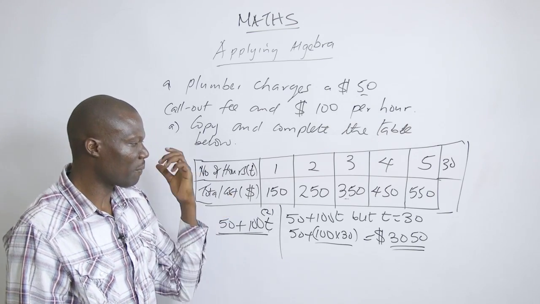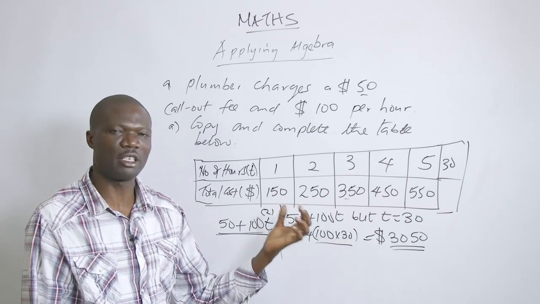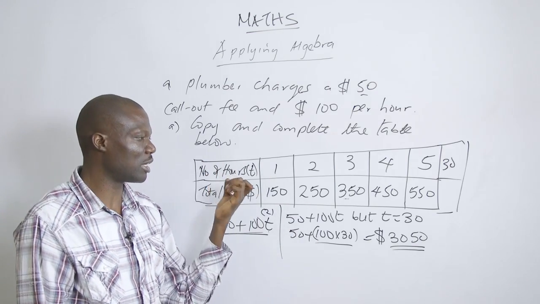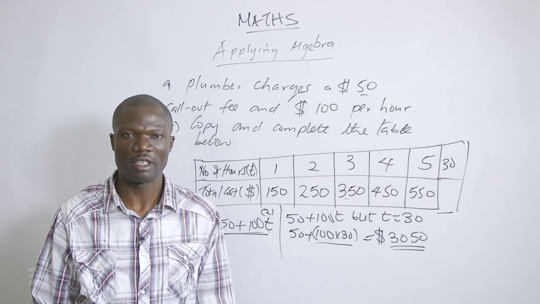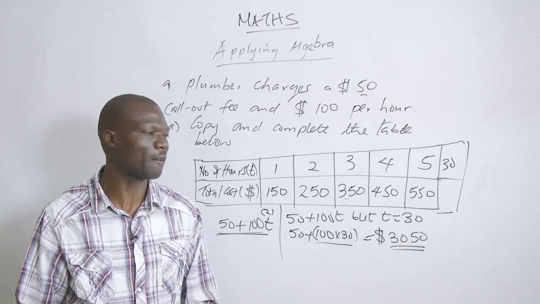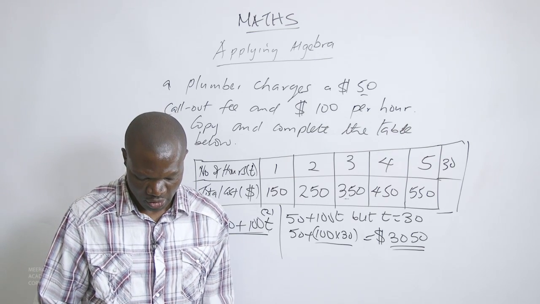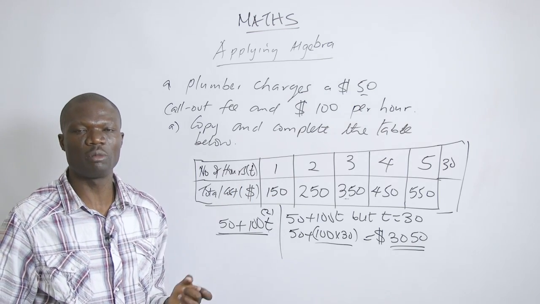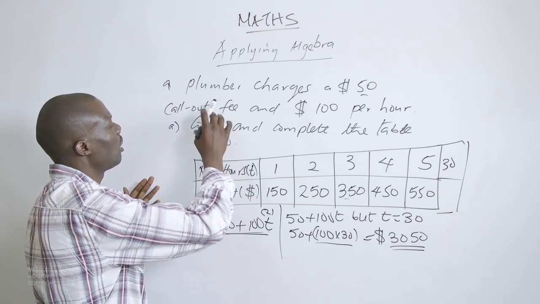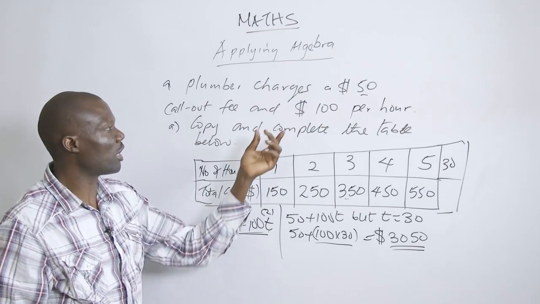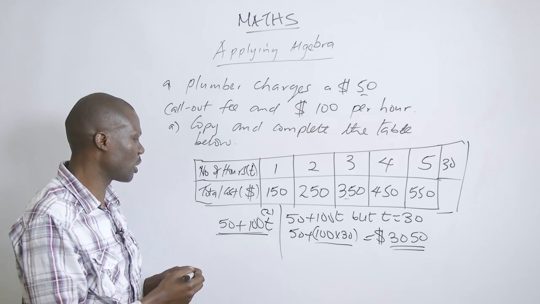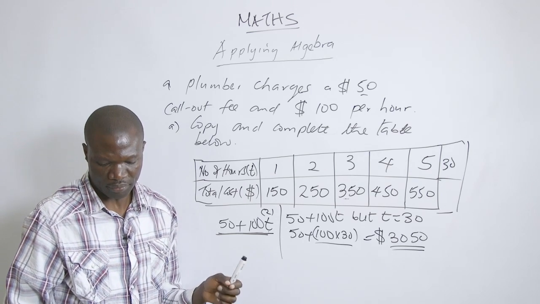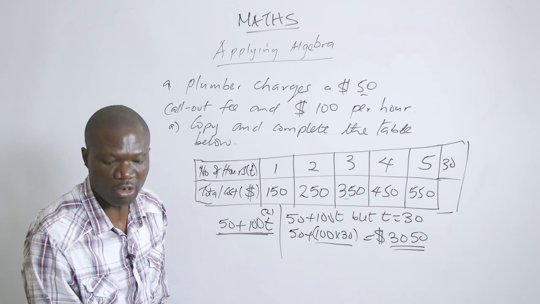So we have been able to find the number of dollars that will be charged if the plumber chose to work for 30 hours. If you work for 30 hours, then we shall substitute t with 30, and we shall get $3,050. So generally, this table was simply filled because of a general expression which was extracted from the word problem above, and our general expression, which we must maintain, is 50 plus 100t. So that is it about application of algebra.